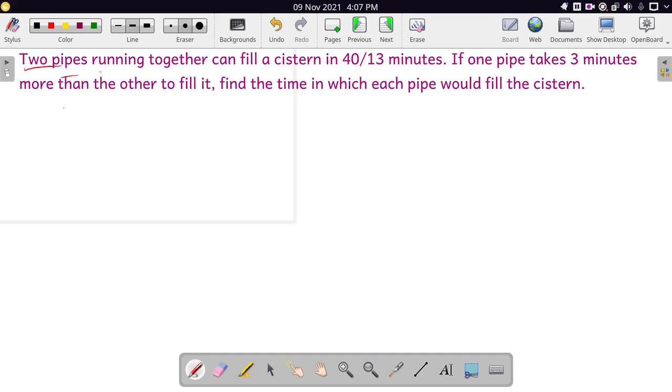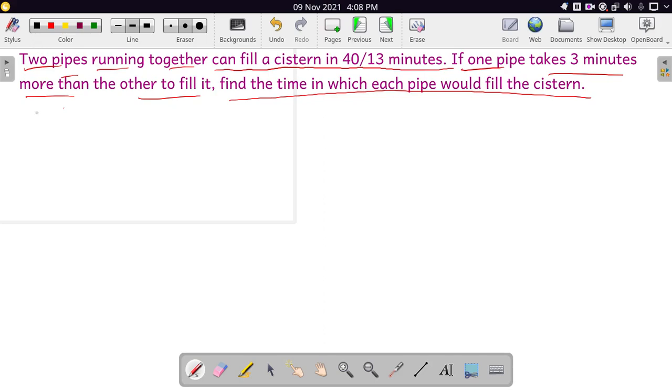Two pipes running together can fill a cistern in 40 by 3 minutes. There are two pipes running simultaneously, and the water from the pipes is drained into the cistern, which can be filled up. Both pipes running simultaneously can fill up the cistern in 40 by 3 minutes. If one pipe takes 3 minutes more than the other to fill it, find the time in which each pipe would fill the cistern. Each pipe means if one pipe is running and the other is closed. First we need to assign the variables.